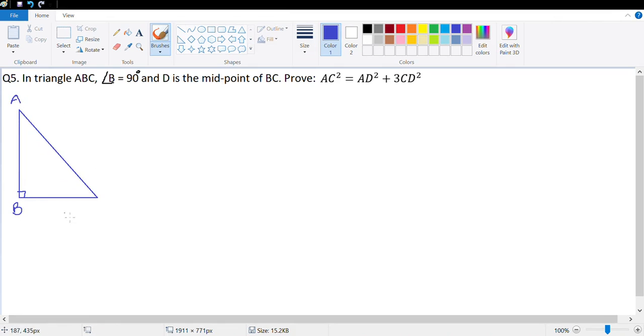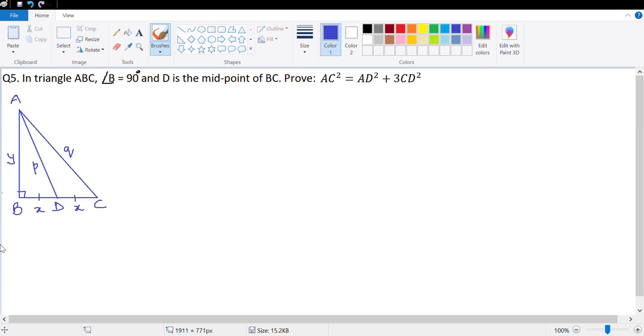Next, D is the midpoint of BC. So D is the midpoint of BC. Let's mark this, which means BD and CD are equal. Let that be X. Let AB be Y and let AD be P and AC be Q. We need to prove that the left hand side is equal to the right hand side.